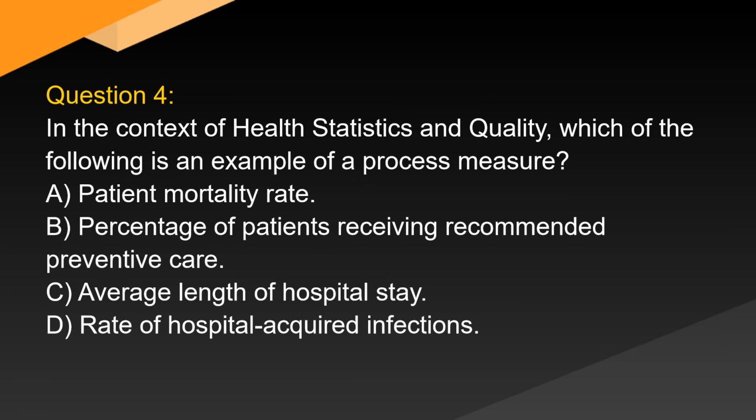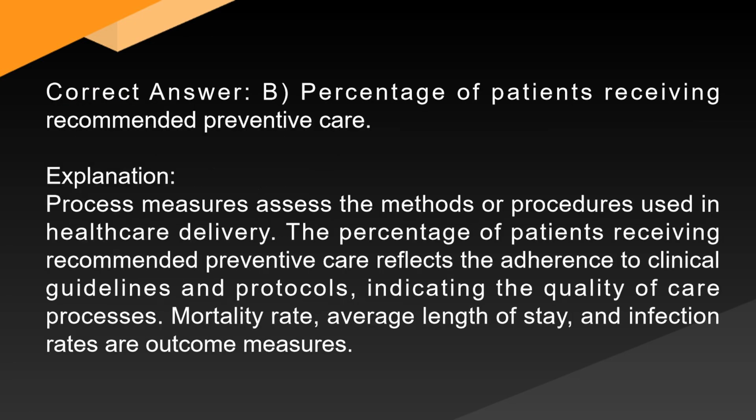Question 4. In the context of health statistics and quality, which of the following is an example of a process measure? A. Patient mortality rate. B. Percentage of patients receiving recommended preventive care. C. Average length of hospital stay. D. Rate of hospital-acquired infections. Correct answer: B. Percentage of patients receiving recommended preventive care.